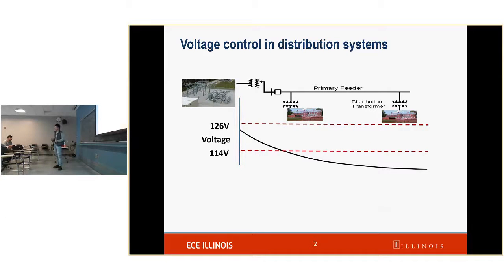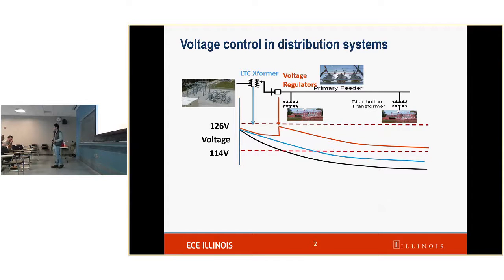There have been several traditional ways of doing that. For example, one can tune the tap ratio at the transformers or use some voltage regulators to do that. However, these traditional ways only work at a relatively slow time scale.